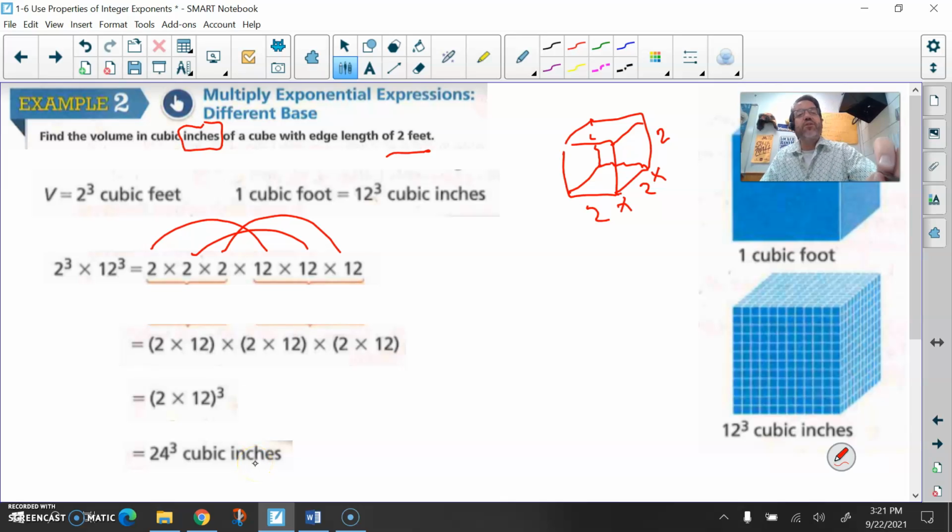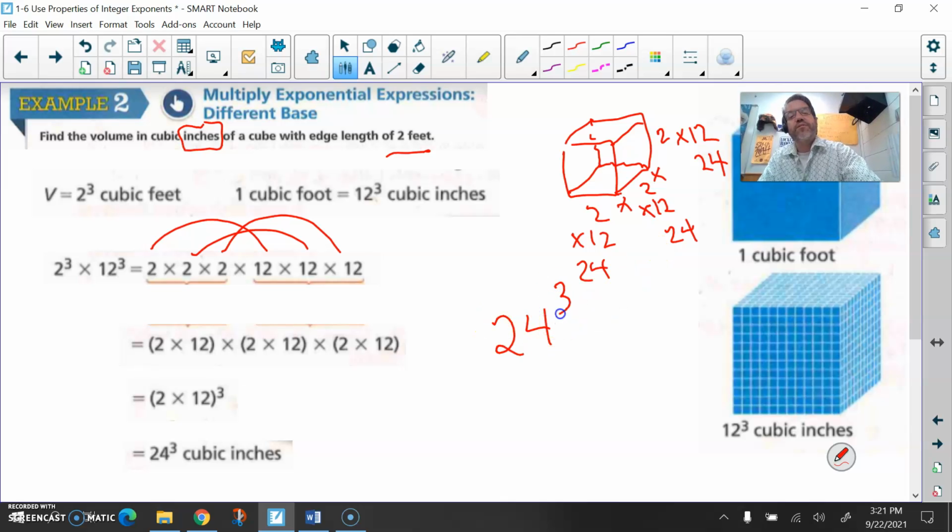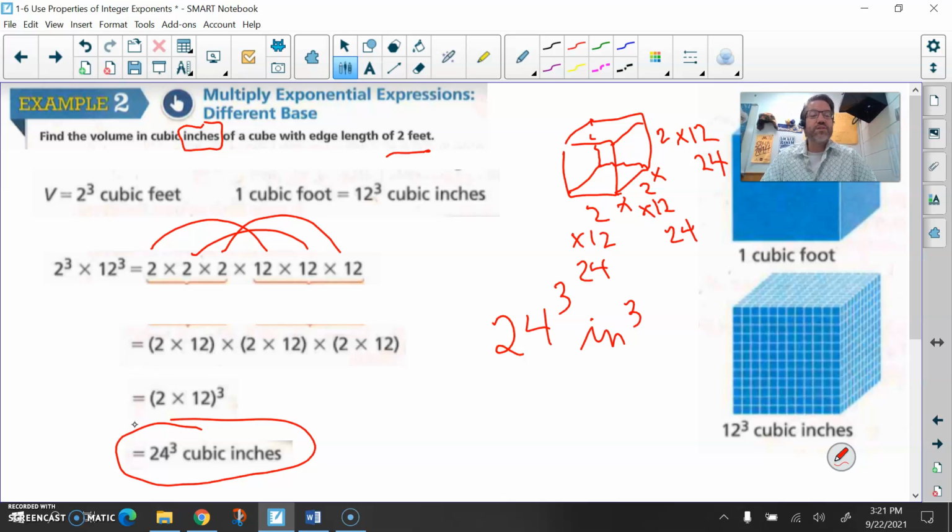Okay, now that's kind of a lot of work when really all we'd have to do is just realize, well, if this is a 2 by 2 by 2 foot cube, I can see I'd have to multiply each of those by 12 to get it in inches. And so it would be 24 by 24 by 24 inches, okay, which is 24 to the 3rd cubic inches. All right, so we can see why it would be 24 cubic inches. All right, so that's how example 2 works.